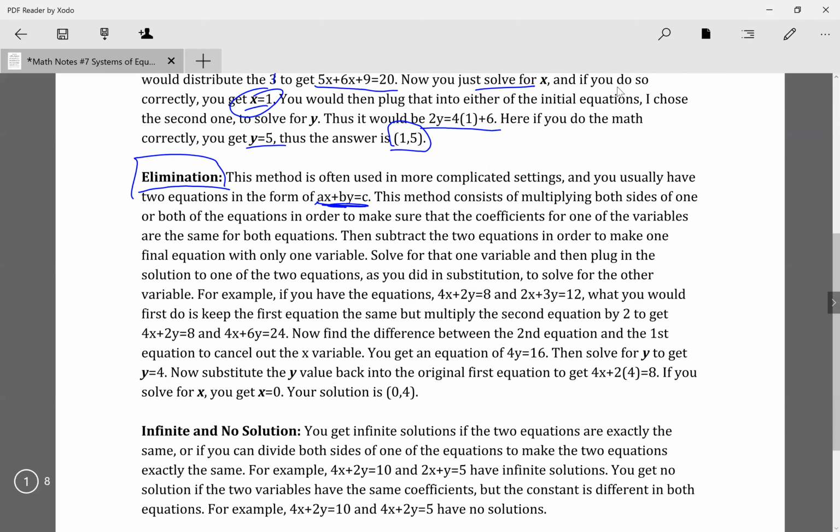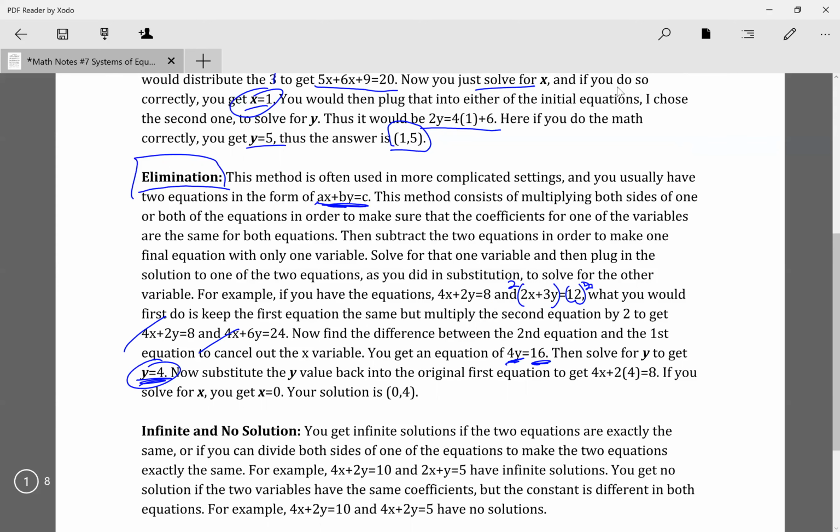Here I notice that 4 is a multiple of 2. So I'm going to multiply both sides of the second equation by 2 in order to get 4x plus 6y equals 24. Now I can subtract 4x plus 2y equals 8. By subtracting, I mean 4x minus 4x crosses off, 6y minus 2y equals 4y, and 24 minus 8 equals 16. 4y equals 16. Now I divide both sides by 4, and I get y equals 4.